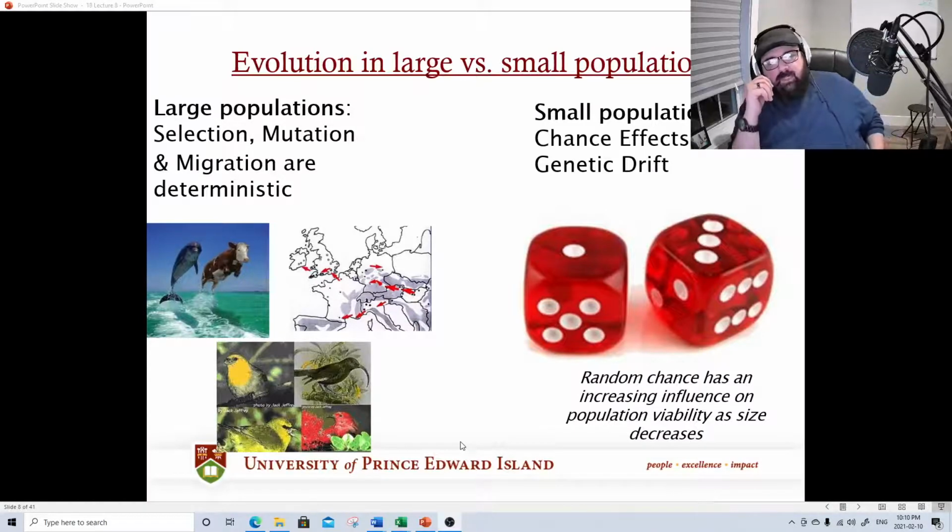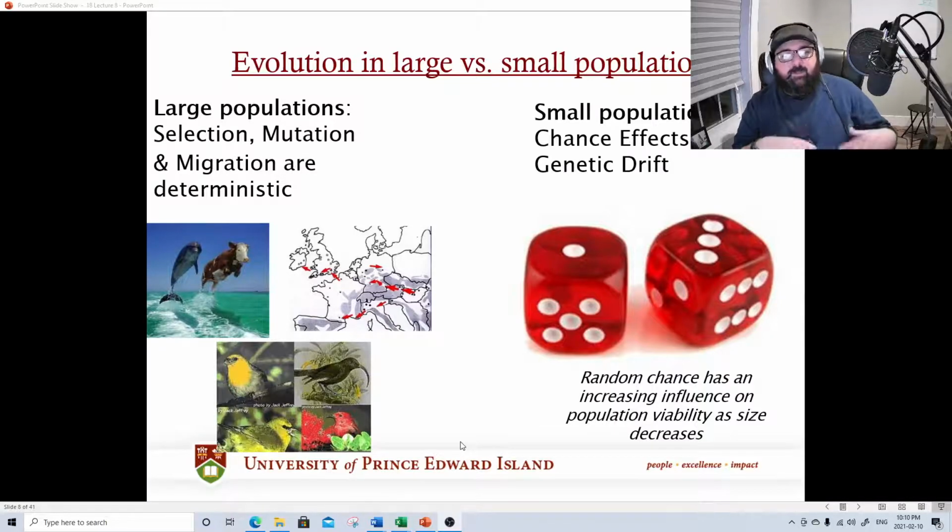Now, evolution works differently in small and large populations. Remember we talked about the things that contribute to evolution, so the change of populations over time. There's selection, mutation, migration, and genetic drift. And in large populations, selection, mutation, and migration determine the outcomes. These are the most important things. That's what it looks like when it's working.